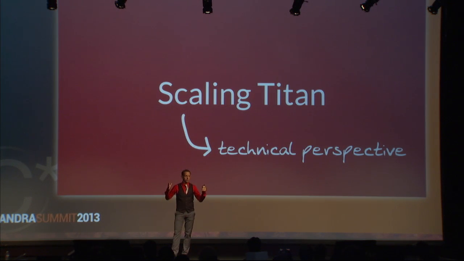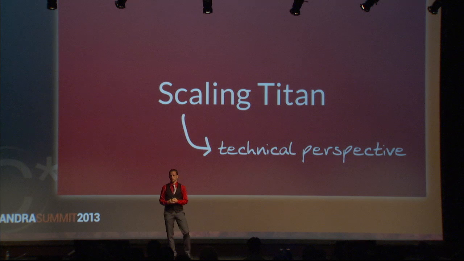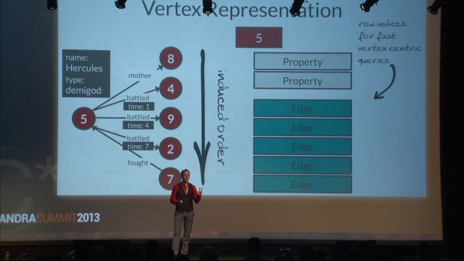Now, we talked about the benchmark and the fact that we can scale Titan. One of the things I want to get into now just a little bit is how we scale Titan. Like, how does Titan actually work underneath, and how does it use Cassandra to deliver the kinds of scale that we were talking about? There are three things I want to talk about. The first being vertex representation.